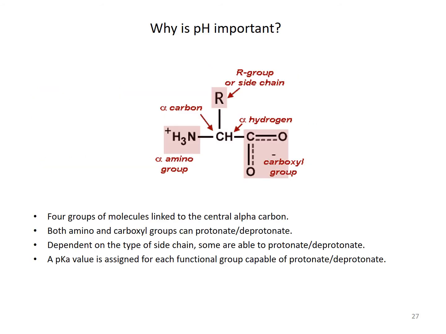Okay, showing in this diagram, you have the basic structure of an amino acid, and you have four different groups, including hydrogen, attached to the central alpha carbon. Both the amino and carboxyl groups are capable of protonation and deprotonation. In other words, they can either gain or lose a proton. And depending on the type of functional group on the side chain, some R groups are able to protonate and deprotonate as well. Now here is the important thing. For every functional group that is capable of protonation and deprotonation, we assign an individual pKa value.